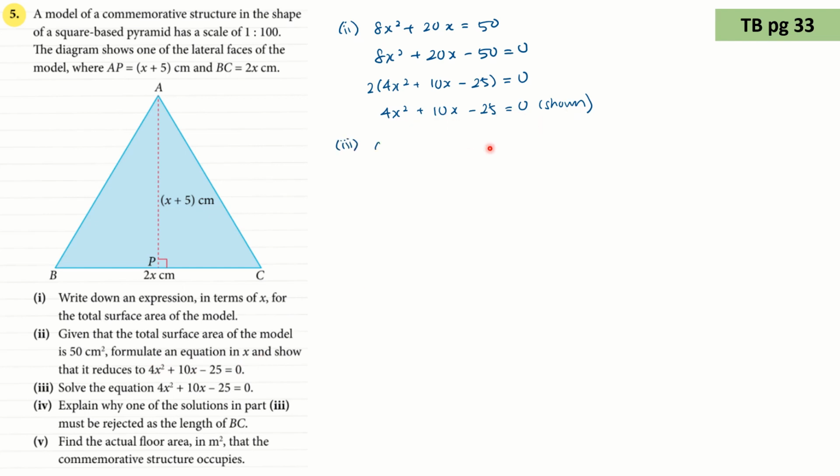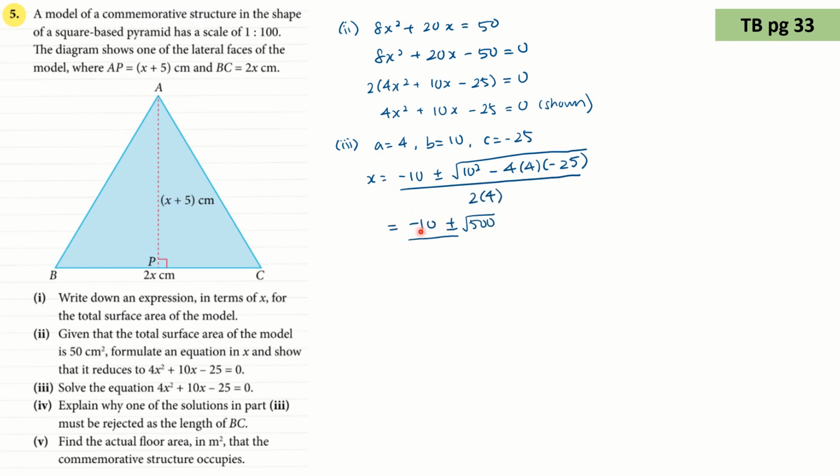And part 3, we apply our formula, minus B plus minus square root B squared minus 4AC over 2A, and that gives us a value of 1.5450 or negative 4.0450. This is a truncated 5SF value. The question did not specify how many places or what accuracy is required. When that is the case, we will leave our answer to 3 significant figures. Okay, so this is our answer.